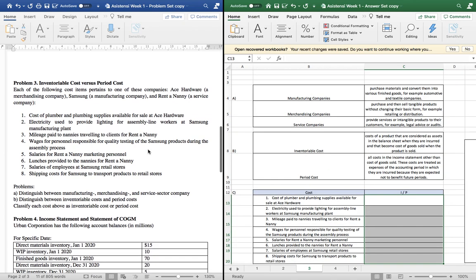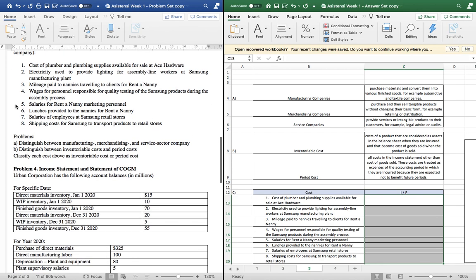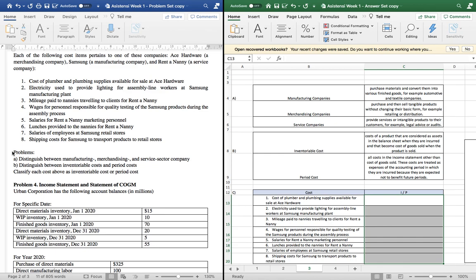Next, moving on to the next problem, the third problem is regarding inventoriable cost versus period cost. Each of the following cost items pertains to one of these companies: Ace Hardware, a merchandising company, Samsung, a manufacturing company, and Rent a Nanny, a service company. And there are 8 cost lists here, and we are asked to do several things.